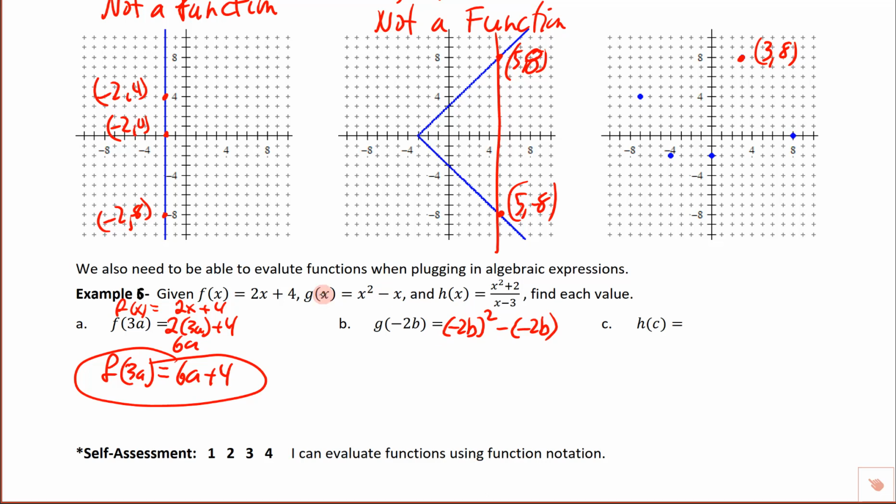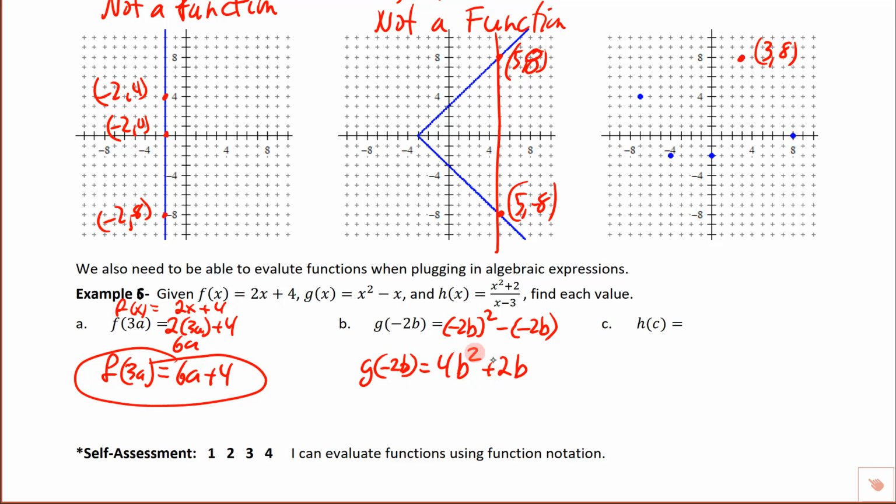So notice where there used to be an x, we put a -2b. Now, we do need to kind of think about this for just a second. We're squaring negative 2b. So that means there's two negatives, two 2's, and two b's. So two negatives in a multiplication problem make a positive. So this is going to be 4b squared. And then we've got a negative times a negative. This is going to be plus 2b. So this means that g of negative 2b is actually equal to 4b squared plus 2b.